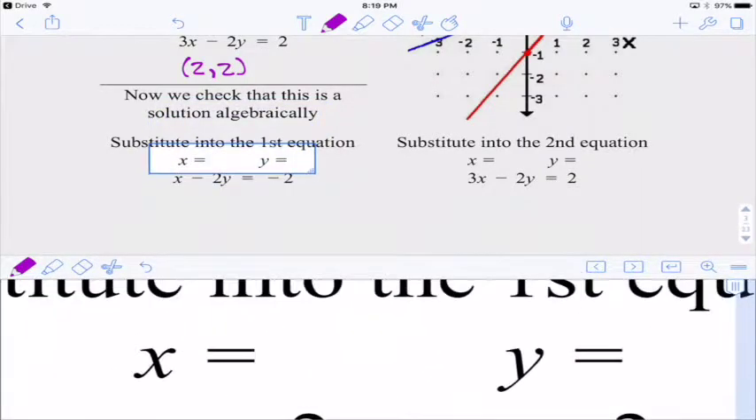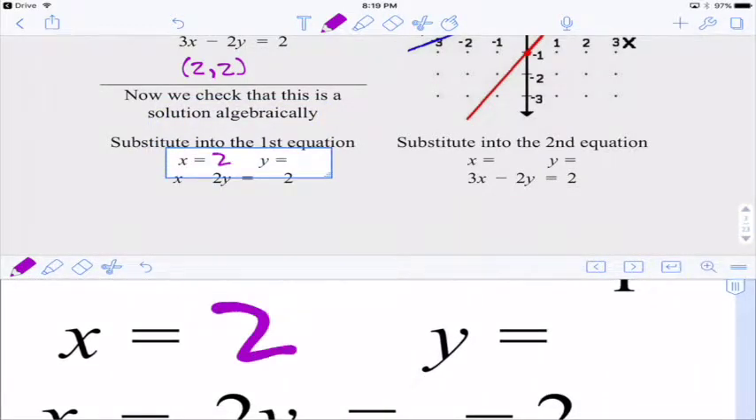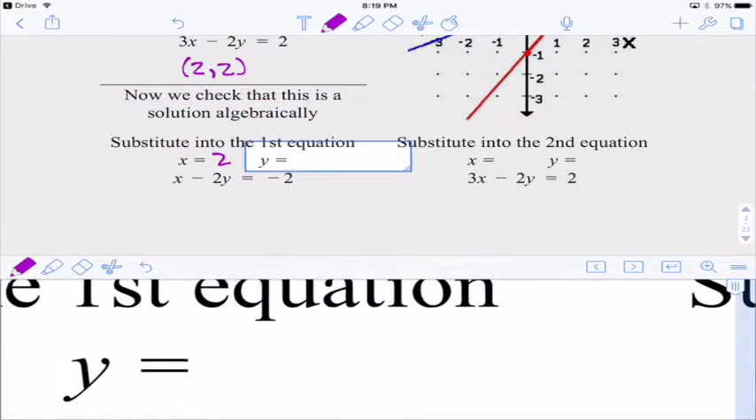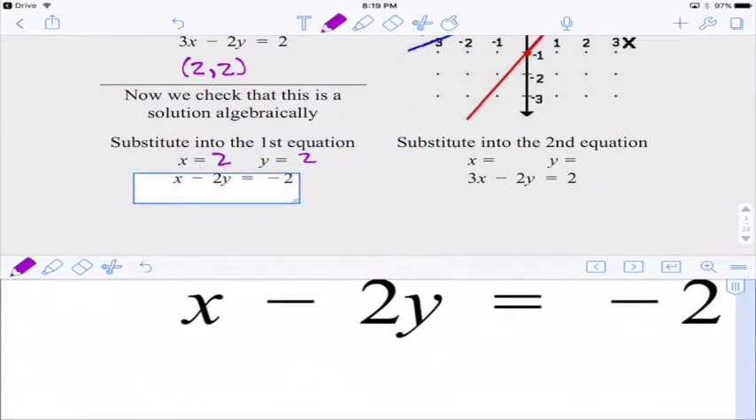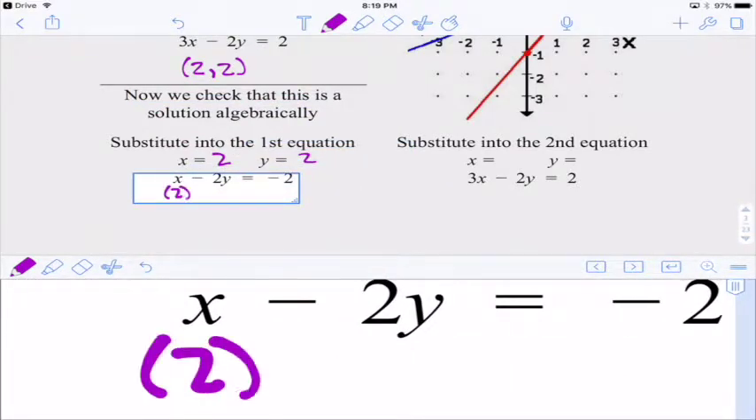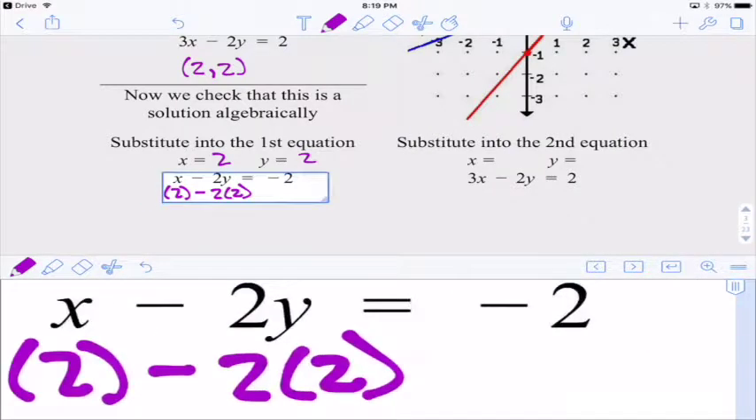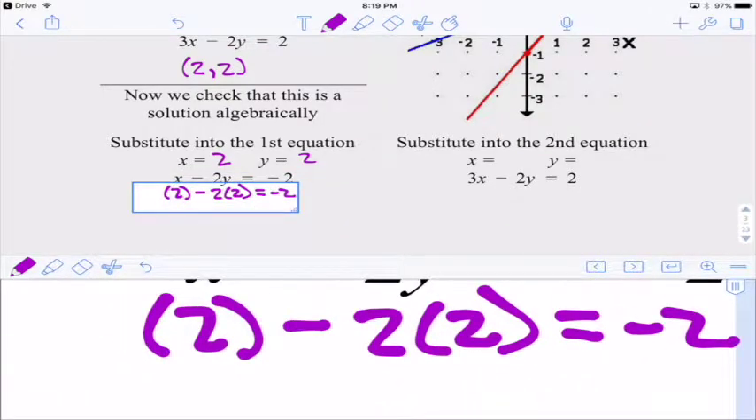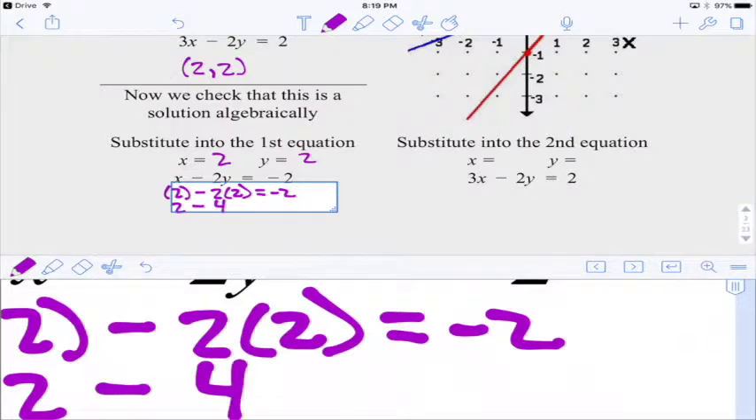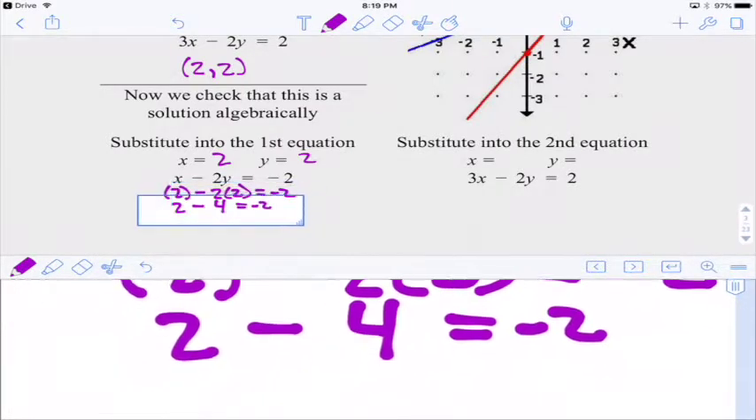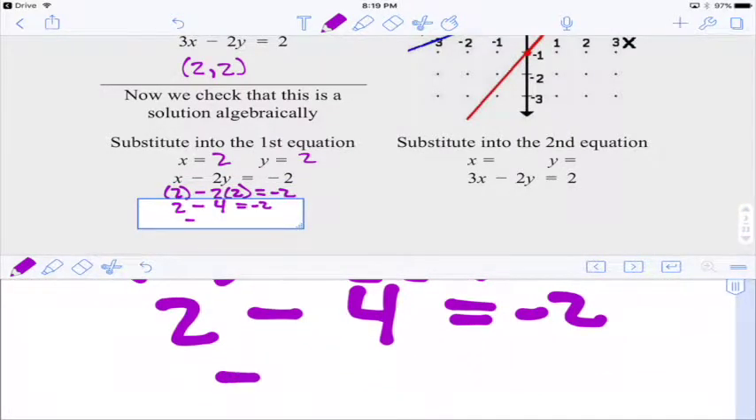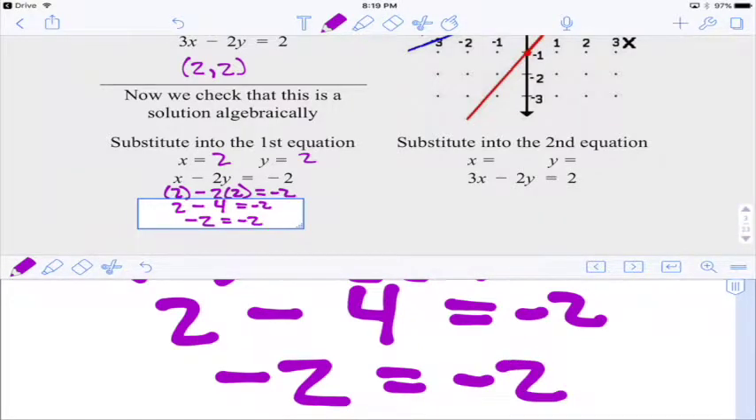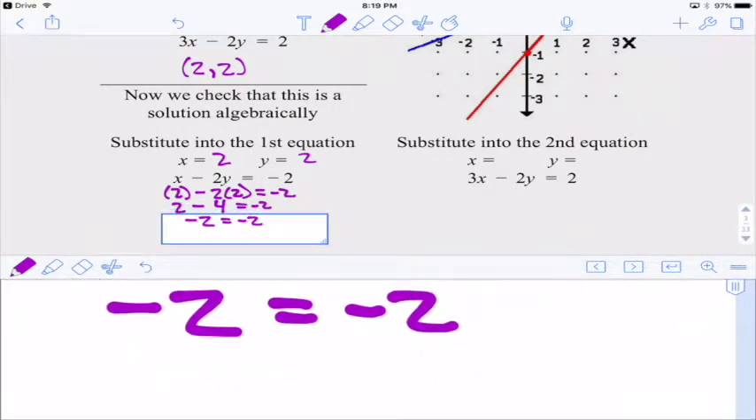So I'm going to plug in 2 for x, right, from up here, and 2 for y. So what I'm going to do is substitute 2 for x and 2 for y. Everything else stays the same, so equals negative 2. And I'm going to check. So I have 2 minus 2 times 2, which is 4, equals negative 2. Well, 2 minus 4 is negative 2, equals negative 2. Well, that's true, so that worked.